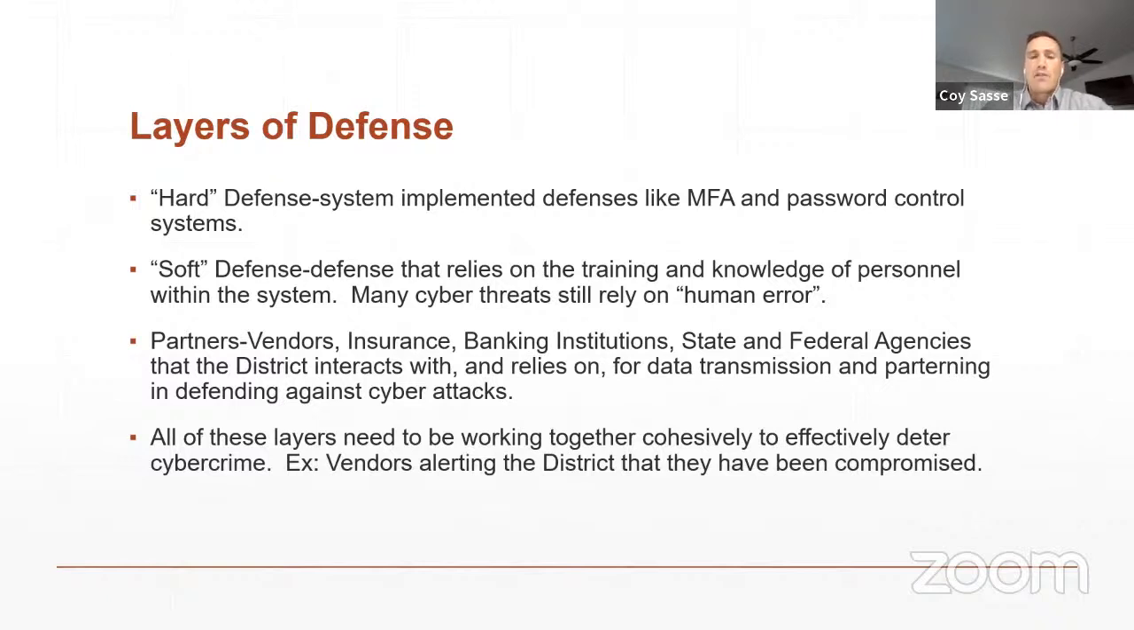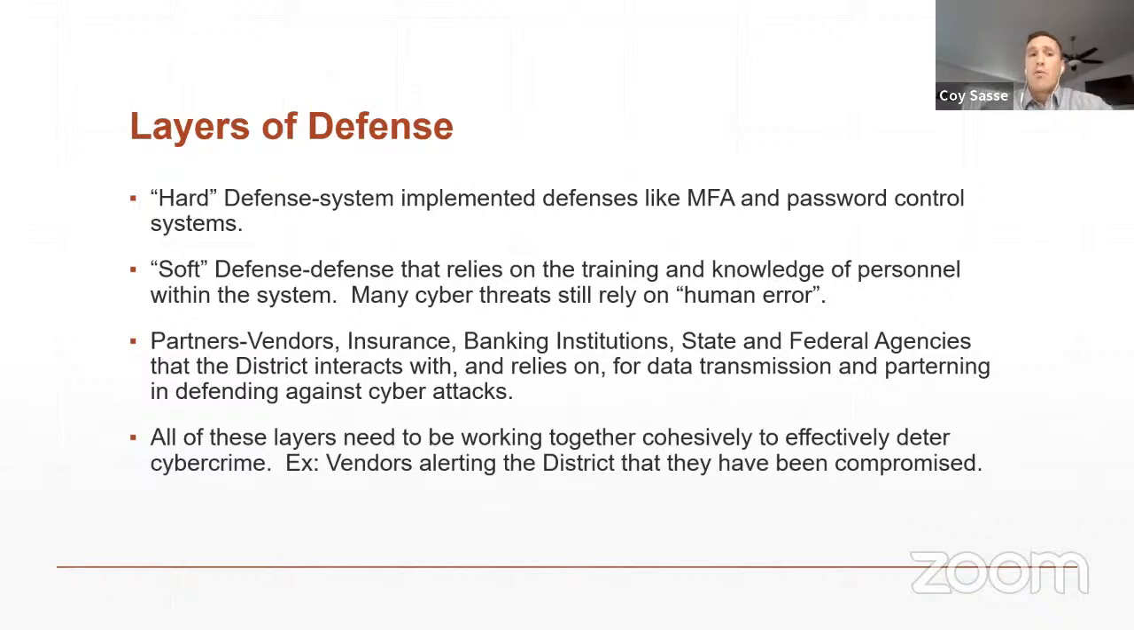On the flip side of that, I think of the other side being what I would call a soft defense. And that would really be defense that relies on the training and knowledge of the personnel within the system. Many cyber threats, as a matter of fact, probably the majority of cyber threats still are schemes that are relying on human error in one way or another. So phishing, for example, is relying on human error, that the signs and the red flags are not going to be picked up, and someone is accidentally, or mistakenly, I should say, going to click on something that they shouldn't, and a fraudster or a cyber criminal will gain access to our system or information in our system.